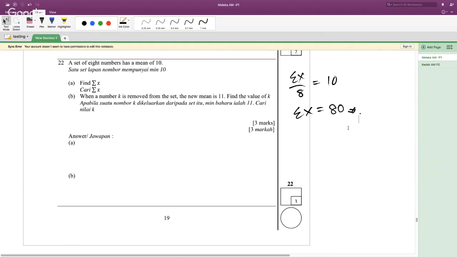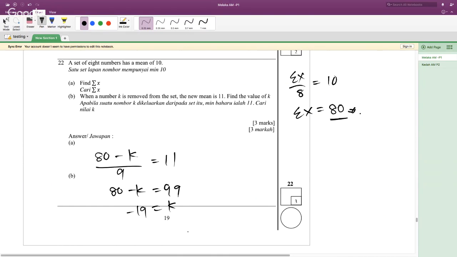So when a number k is removed from the set, so basically you have removed one number from the set, the new mean is 11. All right, so what I will do is, since I want to find a new mean, now my sum of x is 80. I remove one number, which is k. So my total count, just now it was 8, now becomes 7. And my mean becomes 11. All right, this is the whole idea. So 80 minus k equals 77. So k basically equals 80 minus 77, which should be 3. All right, k is just 3.